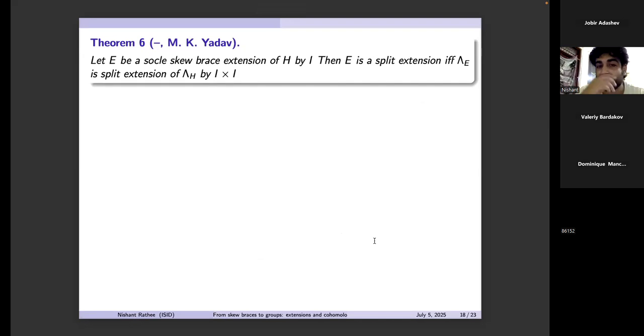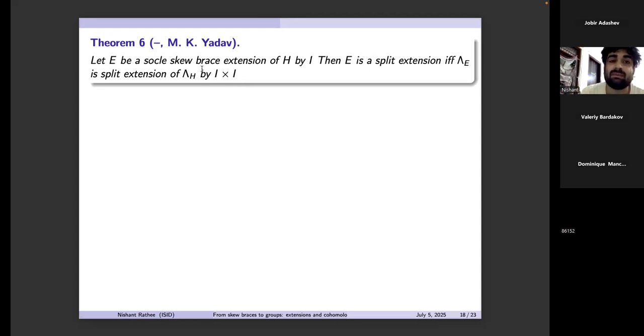So the thing is, if you have a skew brace homomorphism, then you can always induce a homomorphism of the corresponding lambda groups. But the converse is not always true. If you have a homomorphism of the corresponding lambda groups, you may not induce a map at the level of skew braces. But something partial we can do in the case of socle extensions. This is what this result is mainly about.